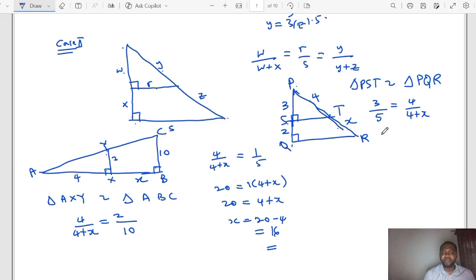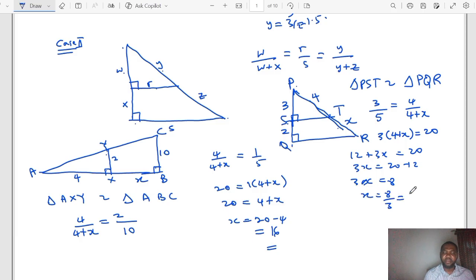If you cross multiply, you're going to get 3 into 4 plus X is equal to 5 times 4, which is 20. I can open the bracket. I'm going to have 12 plus 3x is equal to 20. So 3x is going to be 20 minus 12, which is 8. So x is going to be 8 divided by 3, which is about 2.67 as the answer to that question.